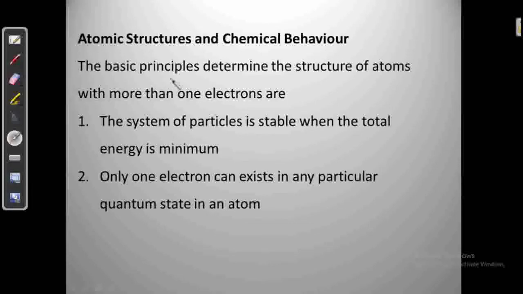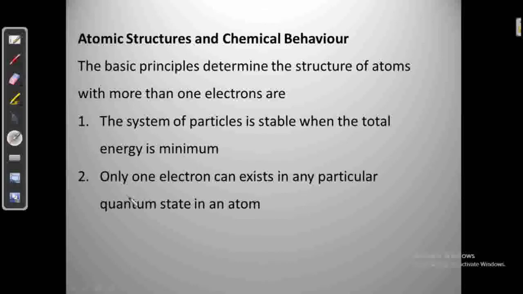There are two basic principles that determine the structure of atoms with more than one electron. The first is that the system of particles is stable when the total energy is minimum. This is a natural concept, a default concept. Whenever the energy is minimum, the system of particles is stable.